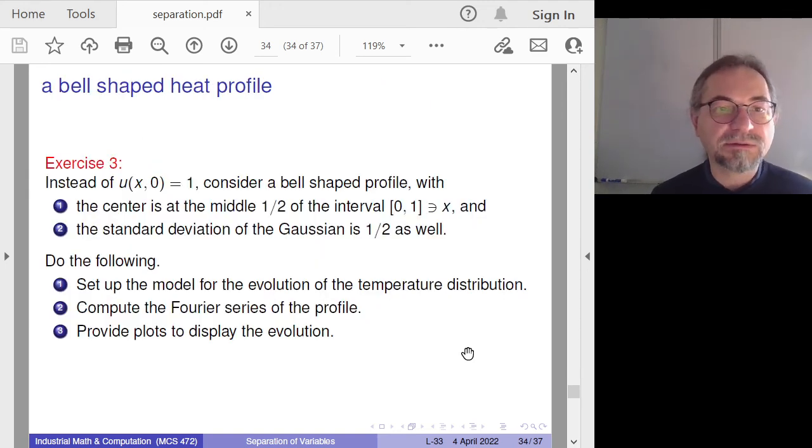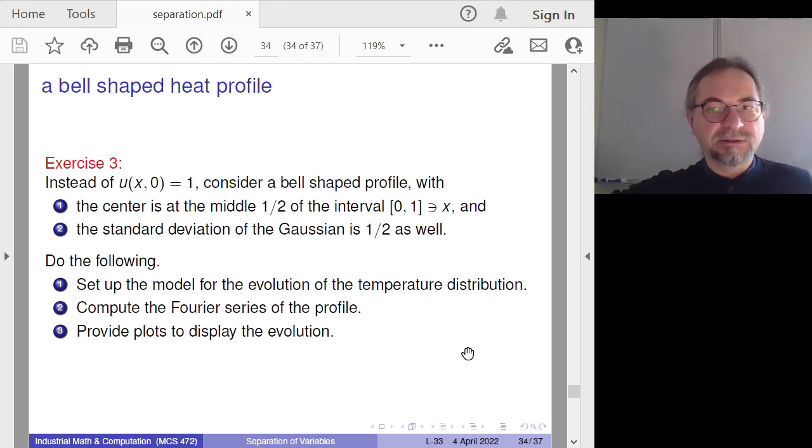So one can try a bell-shaped profile. A bell-shaped profile would be an exponential centered at 1/2, where the standard deviation is also 1/2. You can look up the formulas for the probability distribution of a Gaussian. So this brings us back to the very first week of the course.